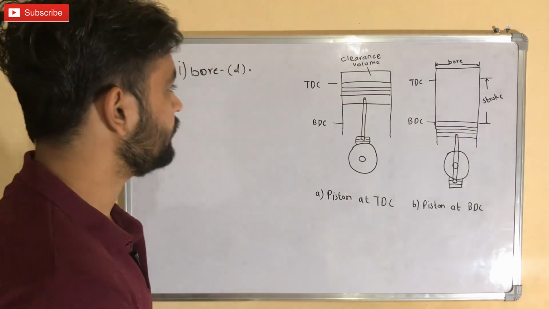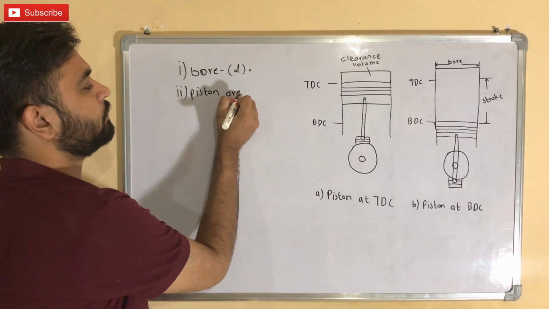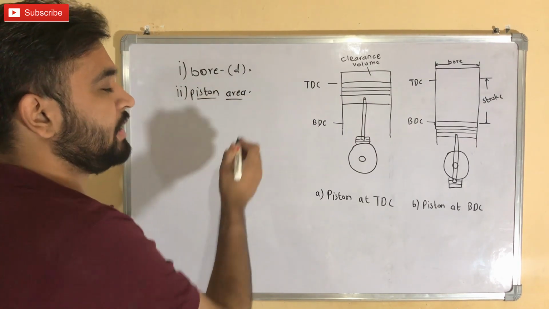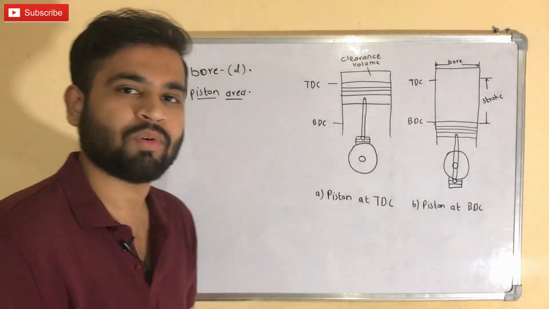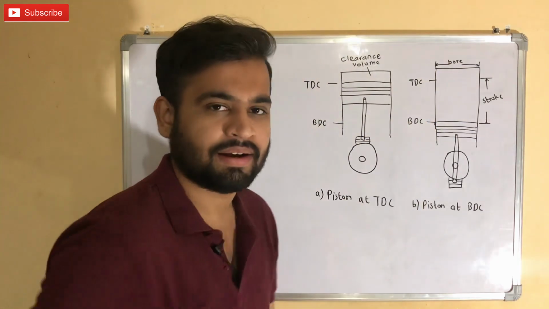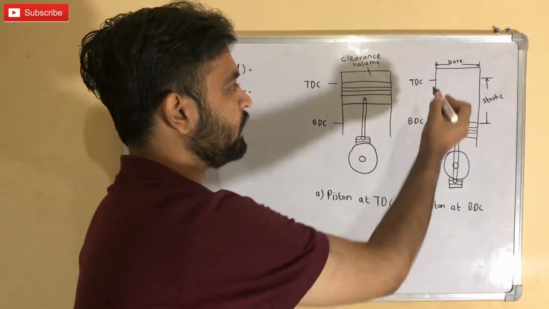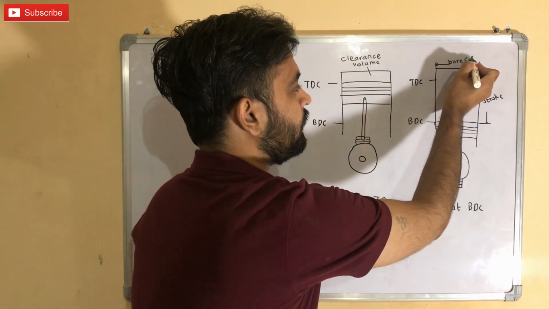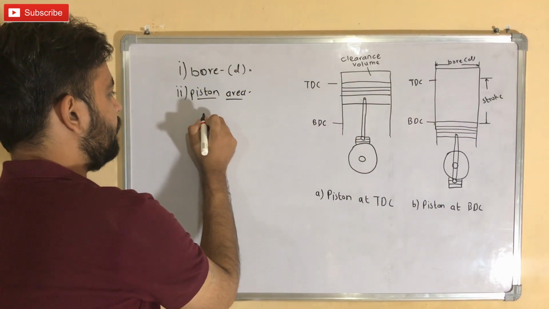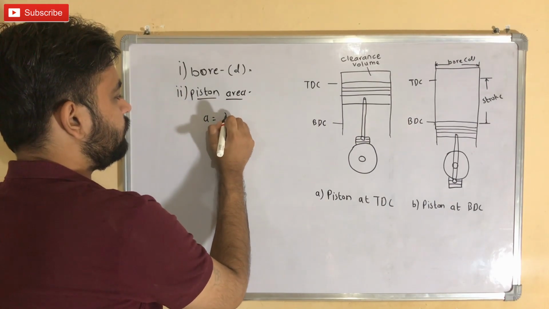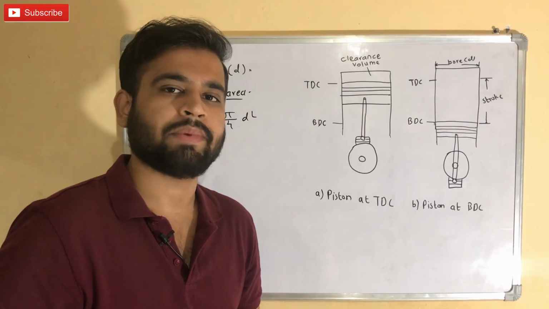So our next dimension is piston area. The piston area is nothing but the area of a circle in which the diameter is equal to the bore, which means the diameter of the cylinder. Because as we know, piston and cylinder are tightly fitted. Therefore, we consider the bore, which is D, for the piston area calculation. So the piston area, which we call A, is equal to pi by 4 D square, in which D is the bore diameter.